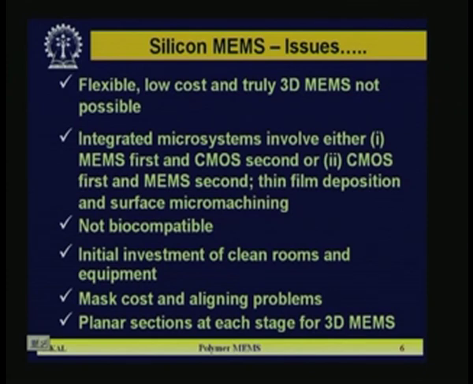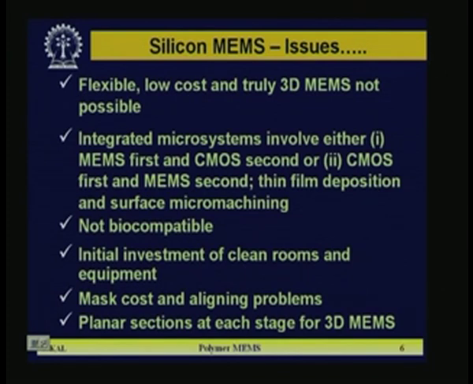Integrated microsystems involve either MEMS first and CMOS second, or CMOS first and MEMS second. That means, in some cases for a microsystem they go for MEMS first, then silicon, meaning the functional electronics and signal processing circuits. That may create some problem. So people go for the other approach. What is that? CMOS first and MEMS second. Then you need to protect the ICs or silicon chips when you go for micro machining of the silicon sensors or actuators.